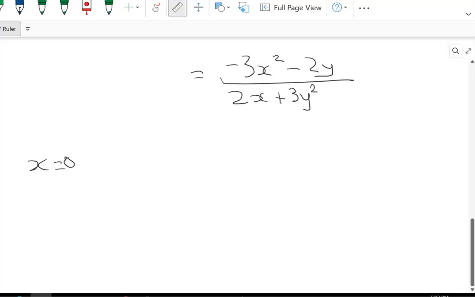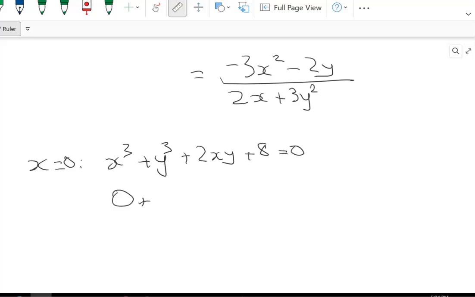So when x is equal to 0, we've got x cubed plus y cubed plus 2xy plus 8 is equal to 0. So 0 plus y cubed plus 0 plus 8 is equal to 0.